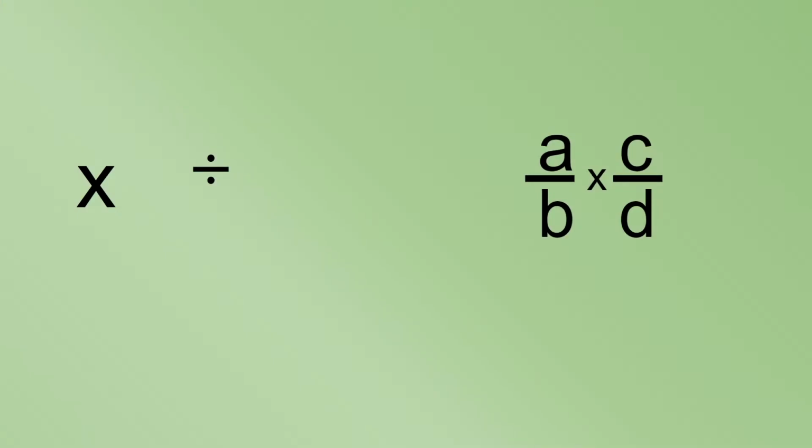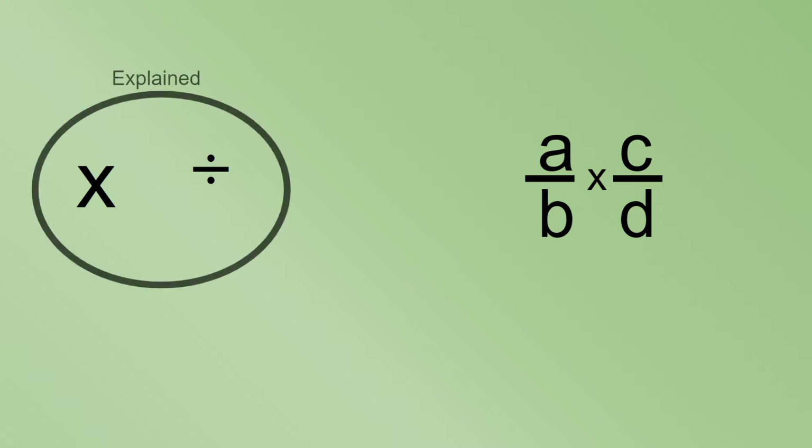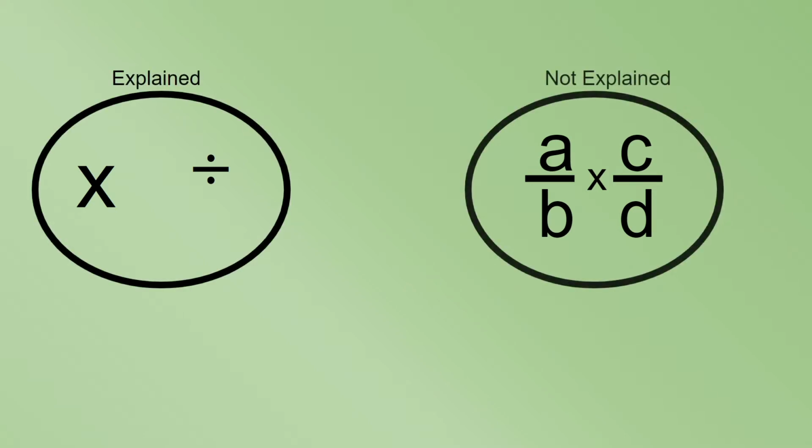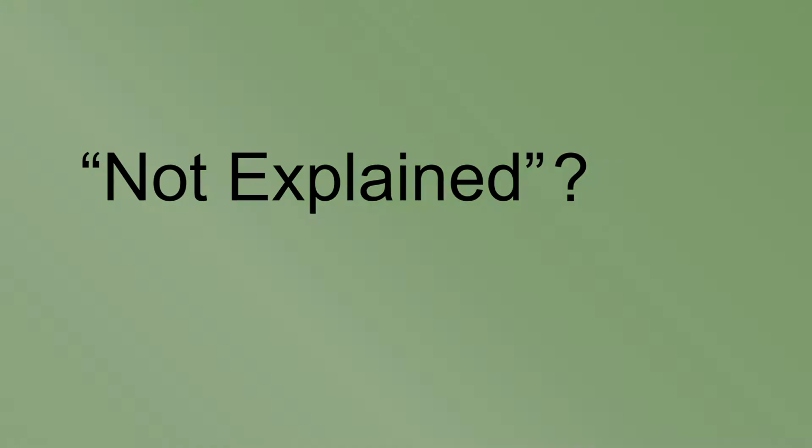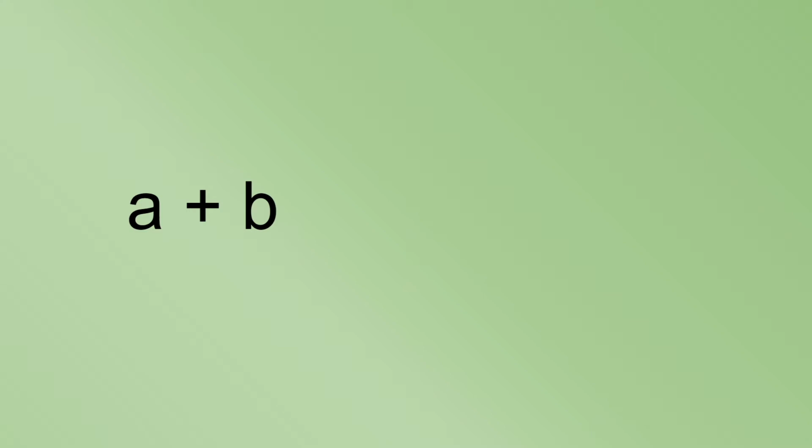First, let me explain my thinking and approach for new concepts in math. I think there are two types of concepts in math, explained and not explained. But what exactly do I mean by not explained? My example for explained and not explained is sort of like learning addition for the first time. You know how to do A plus B. You had to learn this concept from a teacher.